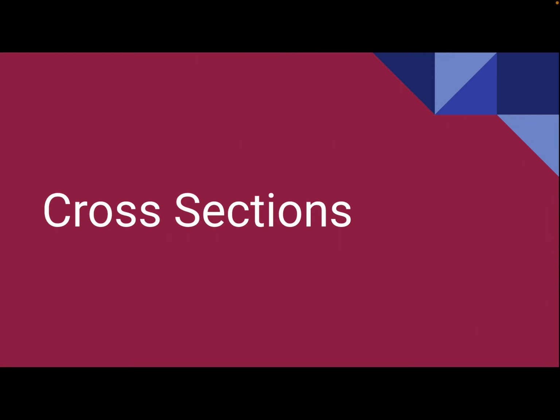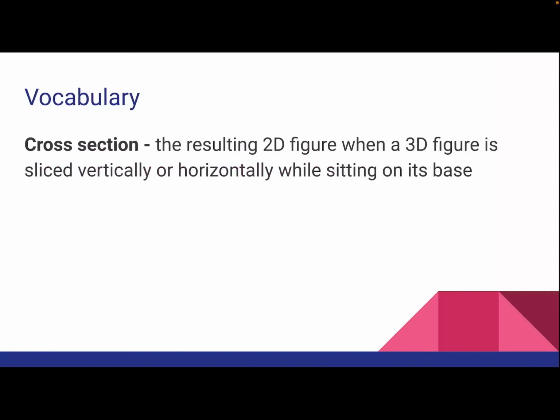Open your notebook and put this title at the top. Press play when you're ready to continue. One vocabulary word for you is cross section. This is the resulting 2D figure when a 3D figure is sliced vertically or horizontally while sitting on its base.